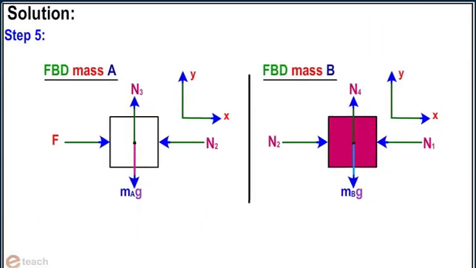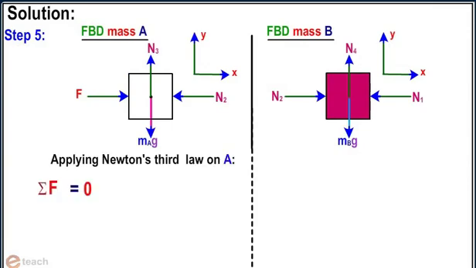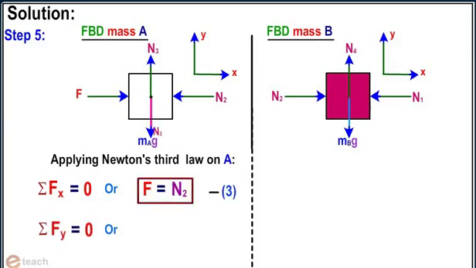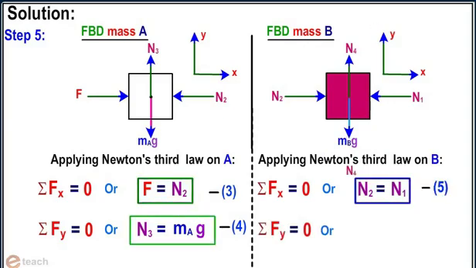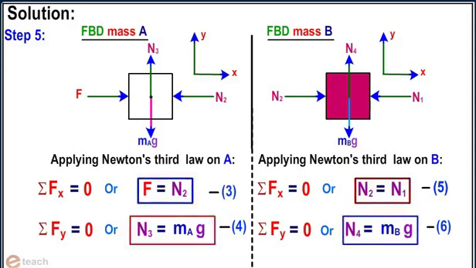Applying Newton's law of motion on A, sigma Fx equals 0 or F equals N2, and sigma Fy equals 0 or N3 equals MA into g. On applying Newton's law on B, sigma Fx equals 0 or N2 equals N1, and sigma Fy equals 0 or N4 equals MB into g.